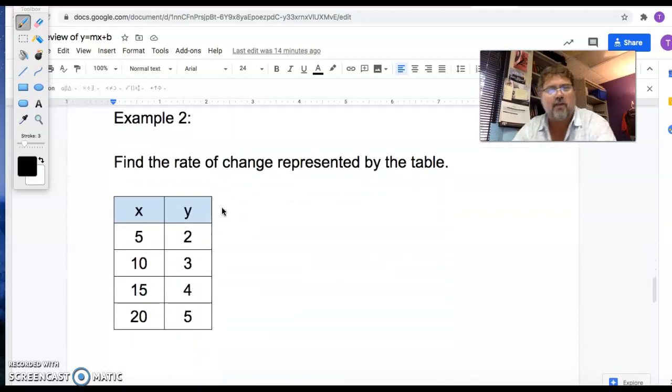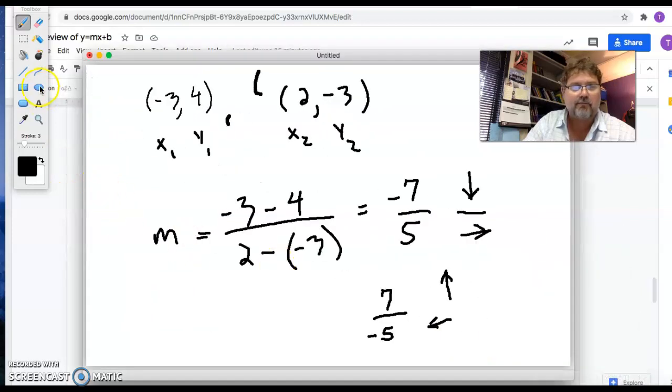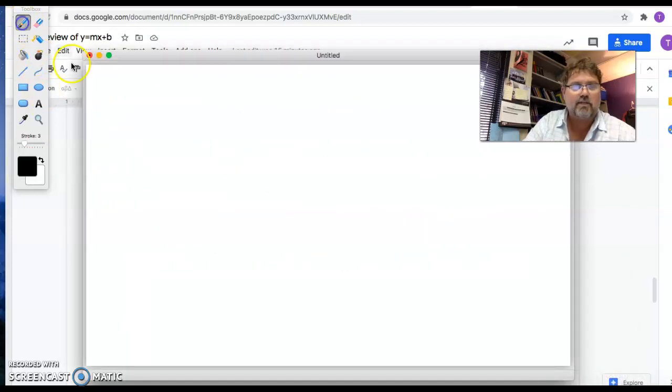All right, now this one says, find the rate of change represented by the table. So basically what we want to do here is just choose some ordered pairs and calculate the slope. And what we'll do is we'll consider this y2, y1, x2, x1. So I'm going to take this as an ordered pair, 20, 5, 15, 4, and we'll calculate the slope that way. That's just another way you can do it from a table.